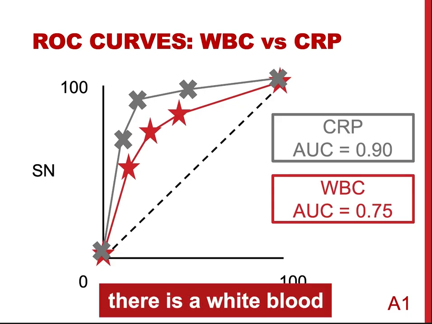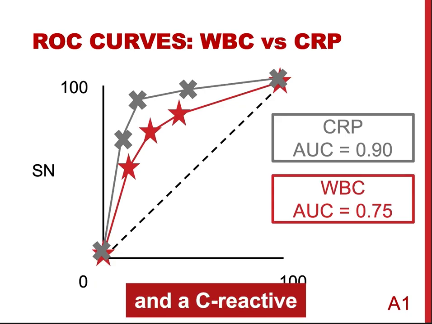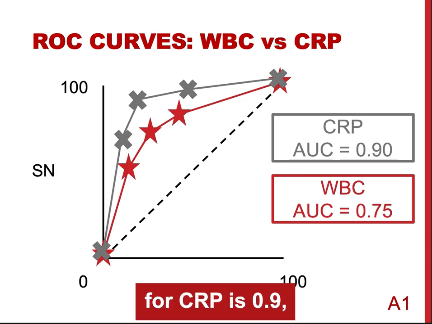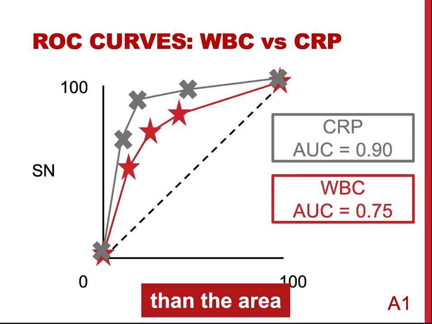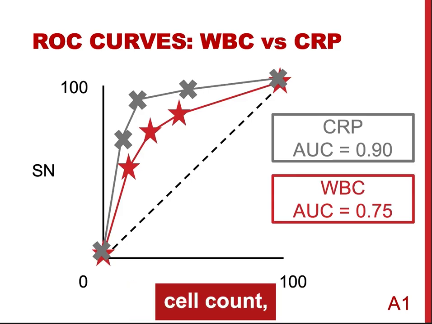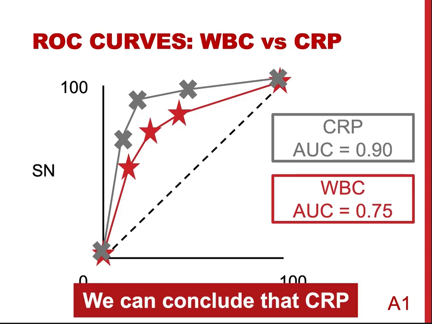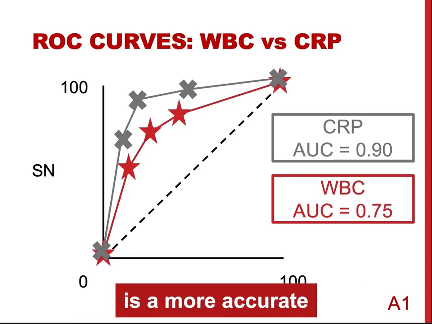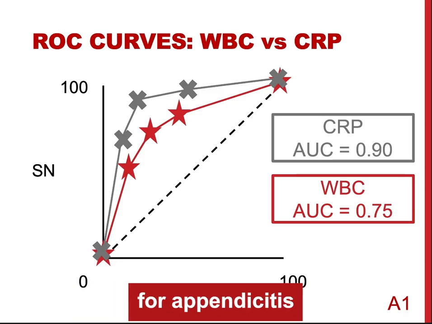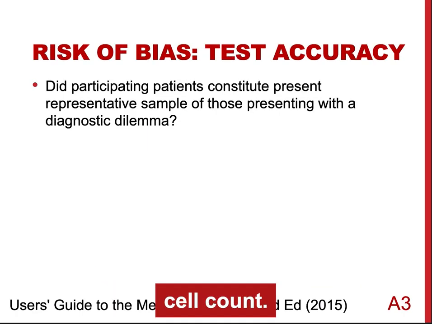In this example, there is a white blood cell curve and a C-reactive protein curve. We see that the area under the curve for CRP is 0.9, and it is greater than the area under the curve for white blood cell count, which is 0.75. We can conclude that CRP is a more accurate diagnostic test for appendicitis than the white blood cell count.